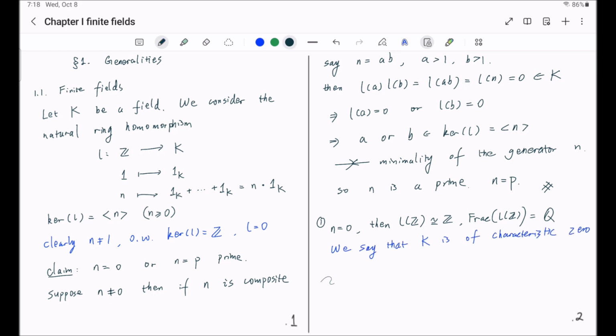And in the second case, n is equal to p, a prime, then iota of Z is isomorphic to Z mod pZ, because Z mod pZ is already a field. This is a finite field with p elements. Its field of fractions is just itself. And we use a shorthand notation F_p for this finite field with p elements. And we say in this case, K is of characteristic p.